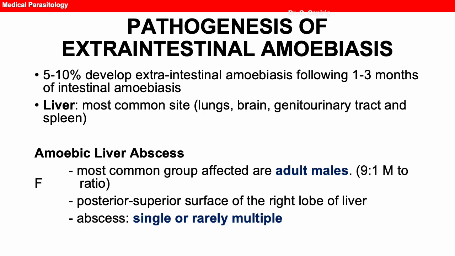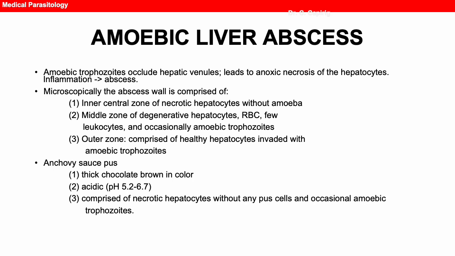Most commonly affected group of amoebic liver abscess are adult males. You have a 9:1 male to female ratio. The posterior superior surface of the right lobe of the liver is the most commonly affected, and the abscess is usually single and rarely multiple. So, what happens during amoebic liver abscess? We have amoebic trophozoites that occlude hepatic venules, leading to anoxic necrosis of hepatocytes, causing inflammation and then abscess.